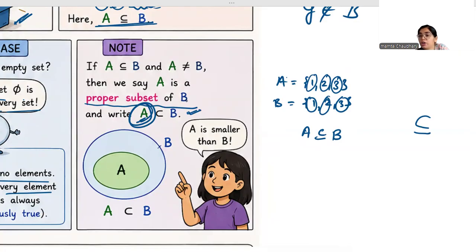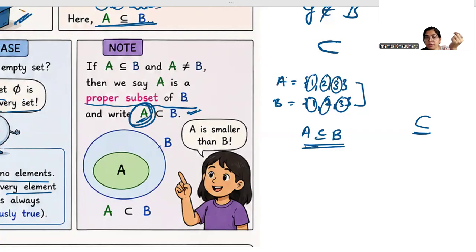Right? So here also this condition is satisfied. This sign shows equal. It means if the elements in A and B are exactly the same, then we can write them like that. But if there are some elements left out, then we use this sign. This is the sign of proper subset.